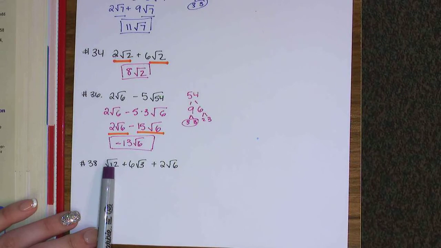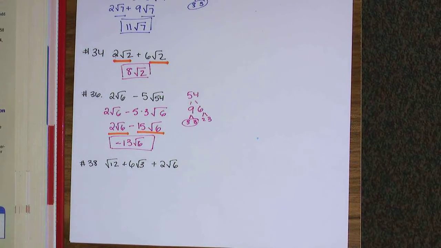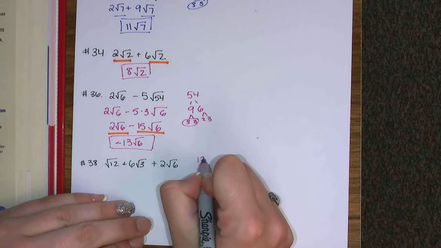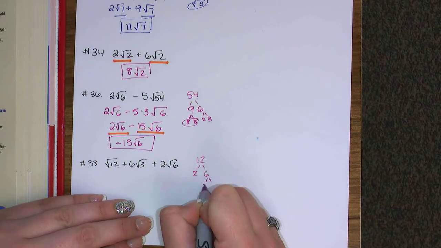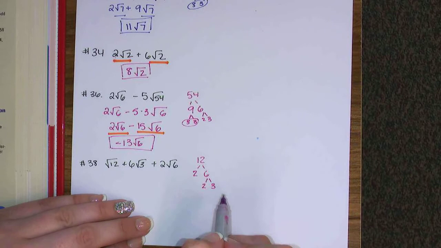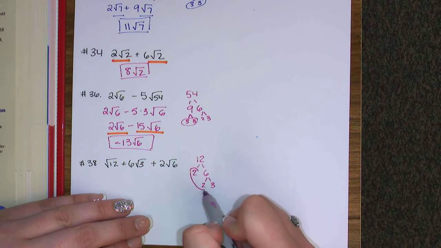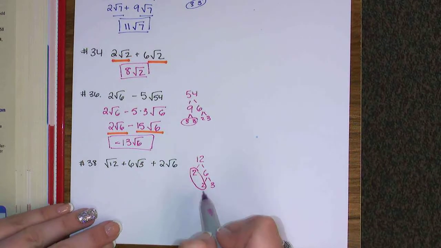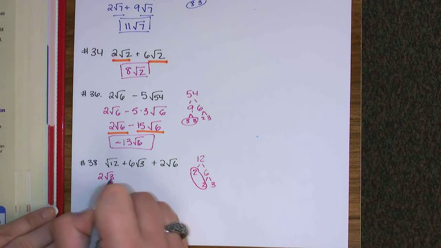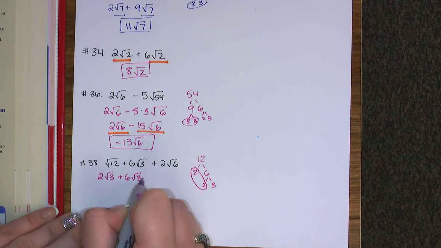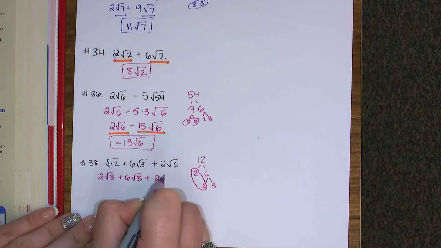So the only thing I might be able to break up here is this 12. So 12 breaks into 2 times 6, and 6 is 2 times 3. So now I have 2 2s, so I can pull out a 2, and I'm left with a 3 inside. So this is going to be 2 root 3 plus 6 times the square root of 3 plus 2 times the square root of 6.